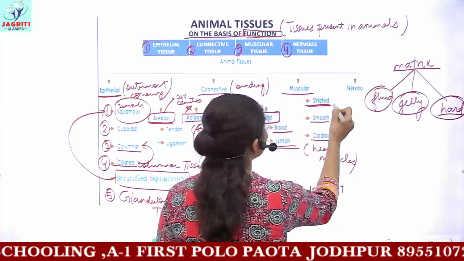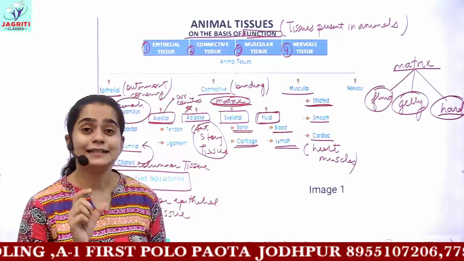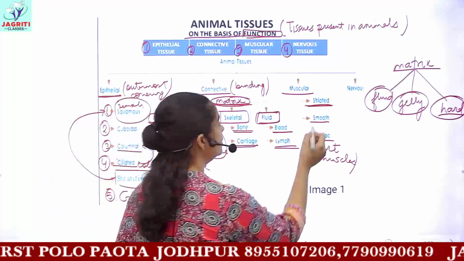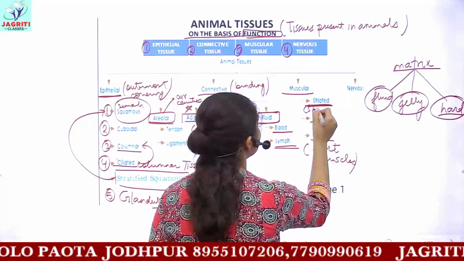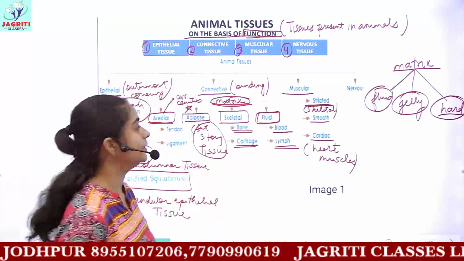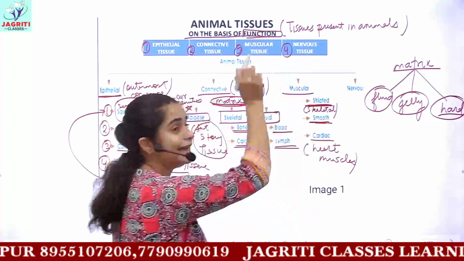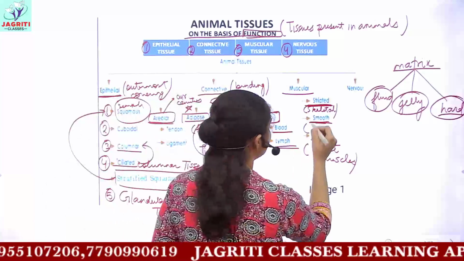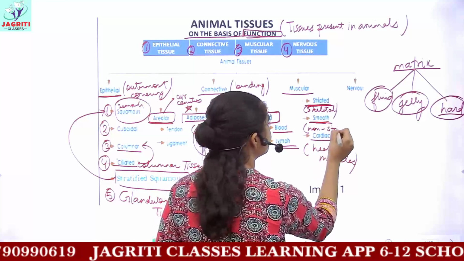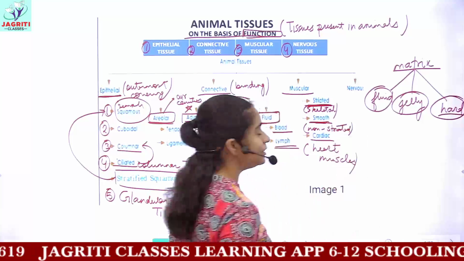Striated muscle is called striated because it contains light and dark alternate bands. We'll see them in detail. Striated is also called skeletal. Smooth muscular tissue is also known by a different name, non-striated. We'll see everything in detail.